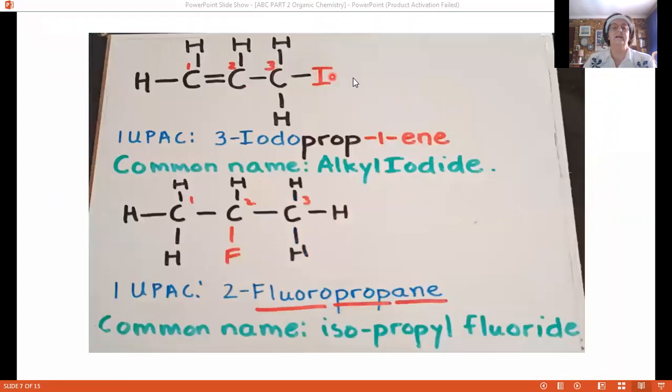Right. Here we've got an example where the functional group is an alkene. You have to number your carbons. The functional group is then at the first carbon.